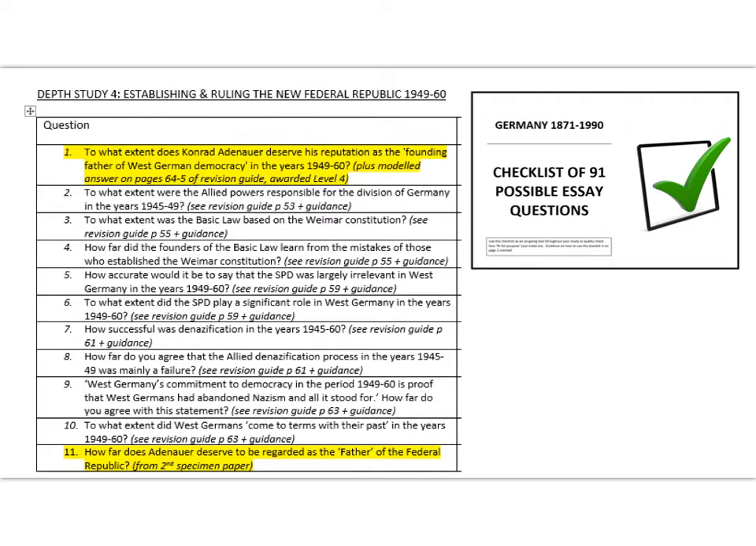And that's the list of questions from this fourth depth study, and I've highlighted the two that you could get on Adenauer. Very, very similar questions, almost identical. One is in the revision guide, and the other is the second specimen paper. So make sure you go to both of those sources, because the revision guide gives you annotations and the modelled answer. The specimen paper gives you the indicative content at the back of the mark scheme.